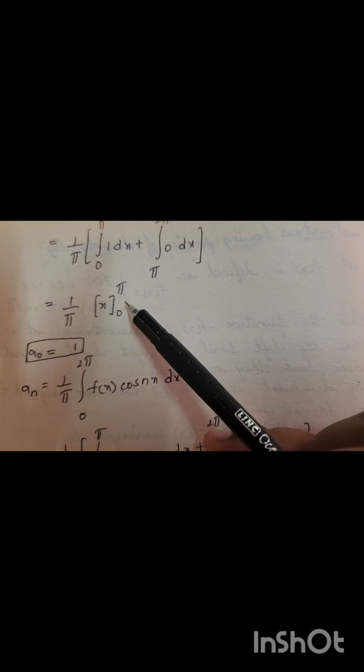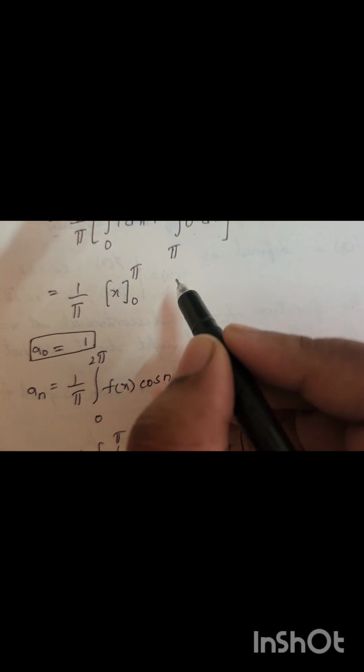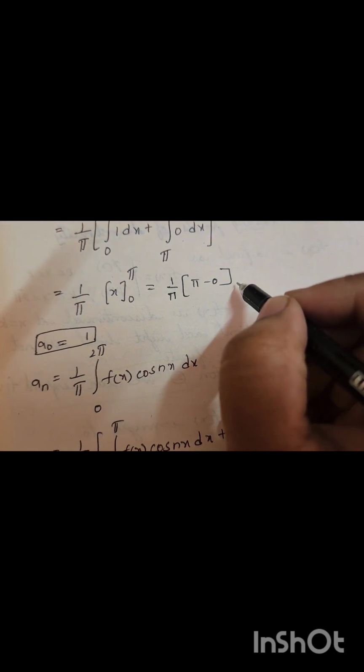So we are taking those values. This is 1 by pi. Integral of 1 is x, between the limits 0 and pi. Integral of 0 is 0. When we substitute pi, it is pi, and when we substitute 0, it is 0. So it can be written as 1 by pi of pi minus 0, which is pi by pi, equal to 1. So a naught value is 1.